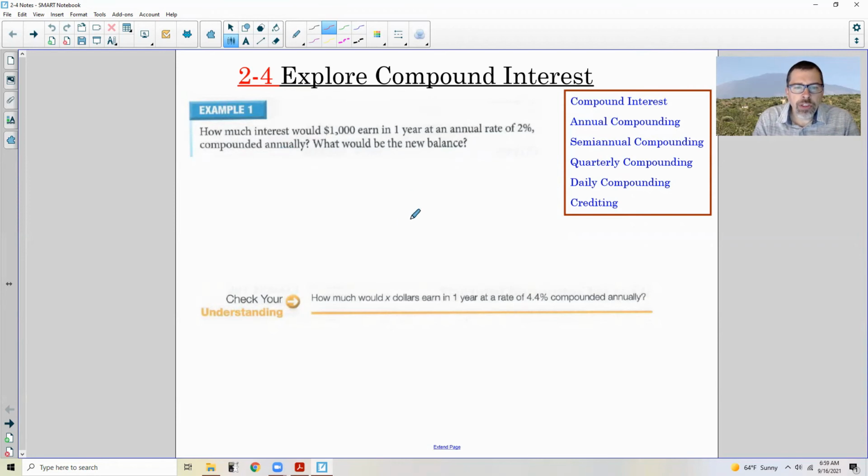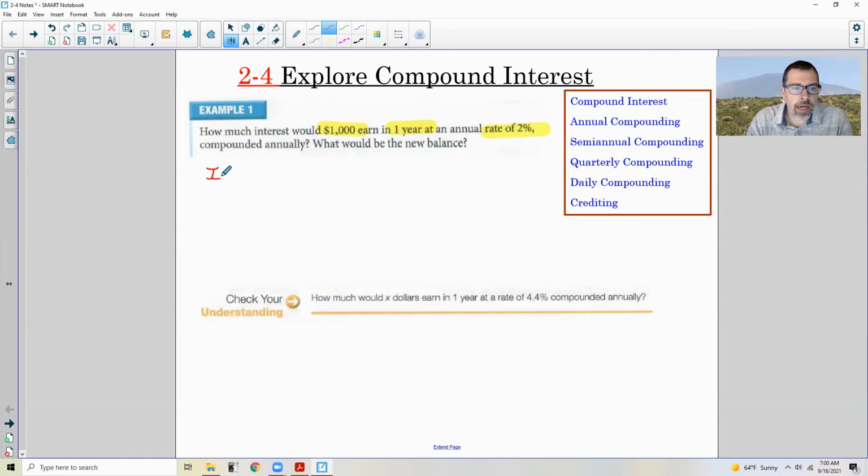Example 1: how much interest would $1,000 earn in 1 year? Notice this does not say simple interest. So we're not using the simple interest formula, or are we? It says in 1 year at an annual rate of 2%. So we have $1,000, that's our principal, a time frame of 1 year and the rate of 2%. Since it is 1 year, we would use the simple interest formula because simple interest is compounded annually, so it's equivalent in this situation.